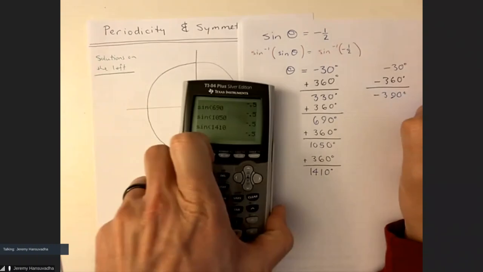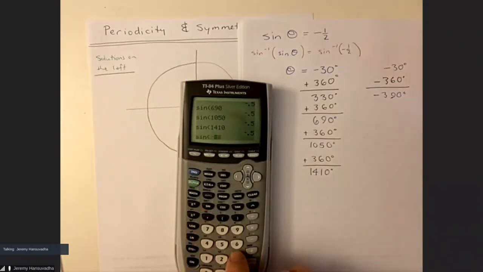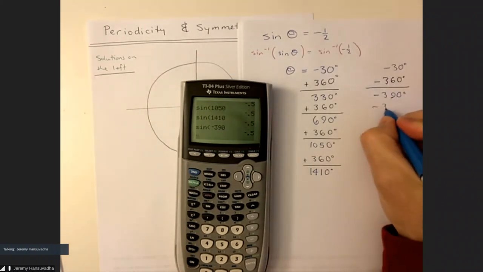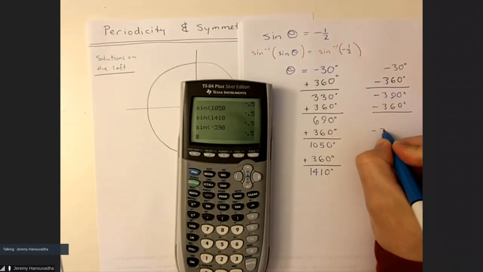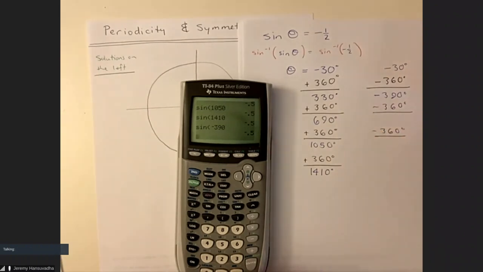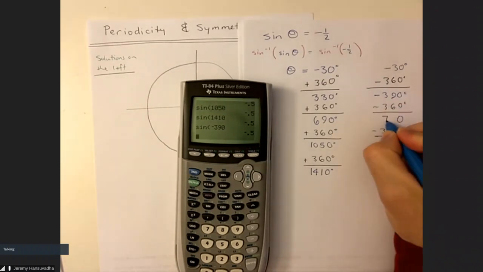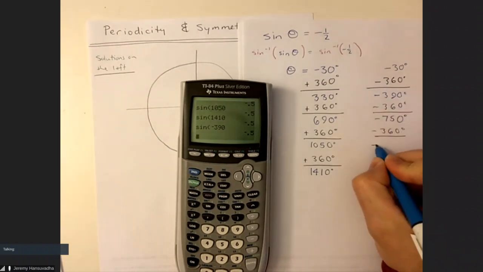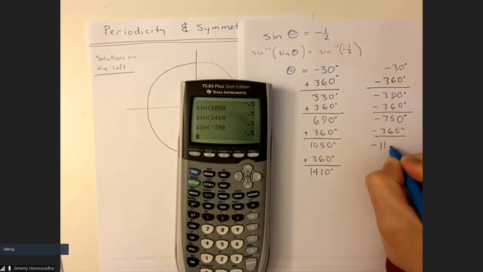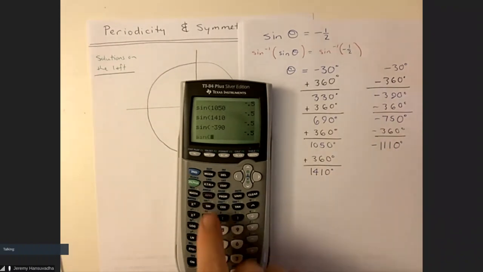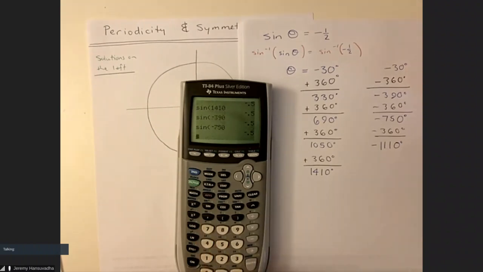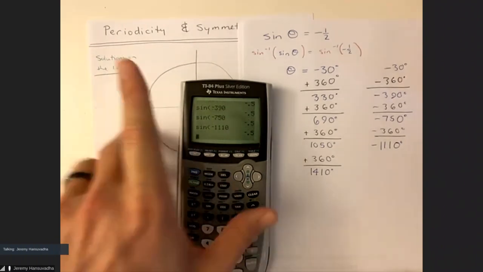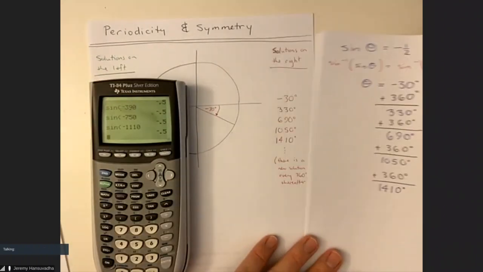And to double check, we could do sine of negative 390, and we are going to get the same ratio. And we can keep doing that. We can keep subtracting 360. Let's see. And we still get the same ratios. So I'm just going to add those solutions onto our list of solutions on the right.